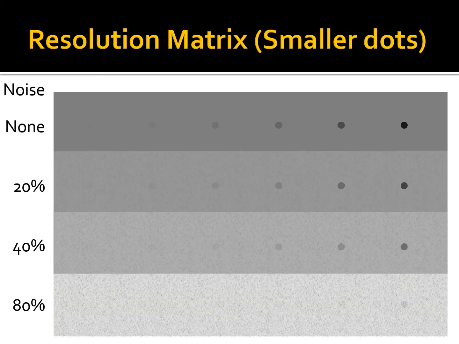When various levels of visual noise are added, different levels of visibility are evident. For the 20% row, the first two columns are obscured. The 40% row has lost the first three columns, and the 80% row has only the dot in the last column still visible.